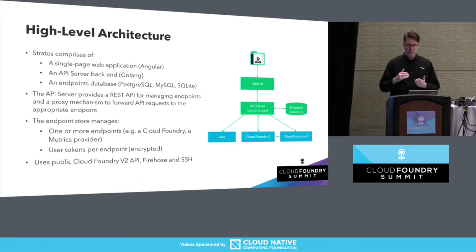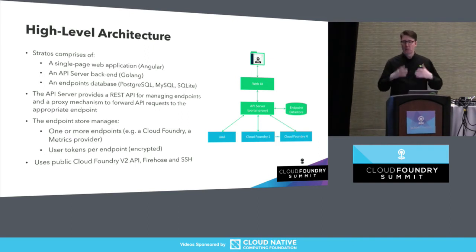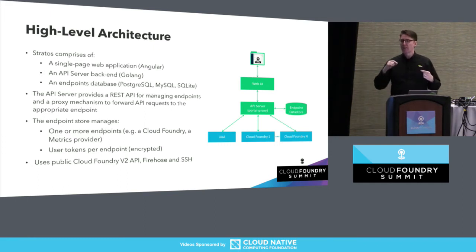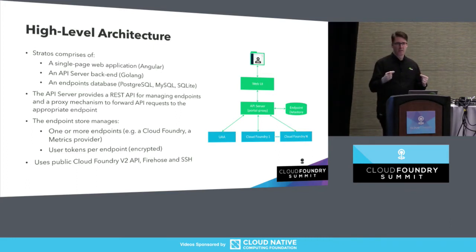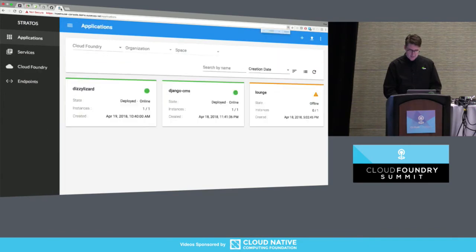So the API server actually provides its own REST API for managing the endpoints. And the endpoint store, I'll just read it to you here. One or more endpoints can handle one or more endpoints, and it manages the tokens for those endpoints. So when you log in through UAA, you're presented with an interface that shows you all of the endpoints that you're connected to. The administrator will configure which endpoints are available. You then log into the endpoints with your own credentials. So in those endpoints, you will see whatever permissions you've been granted in that particular endpoint. This is what we saw yesterday.